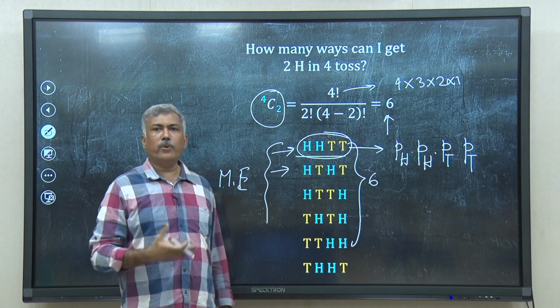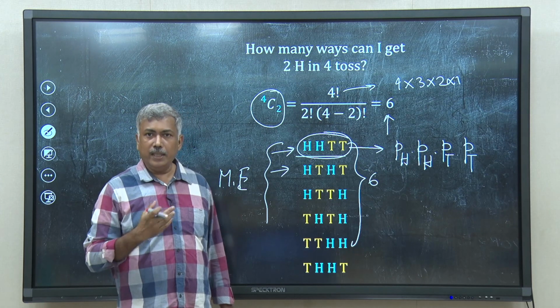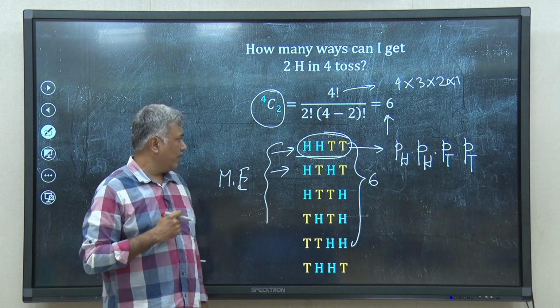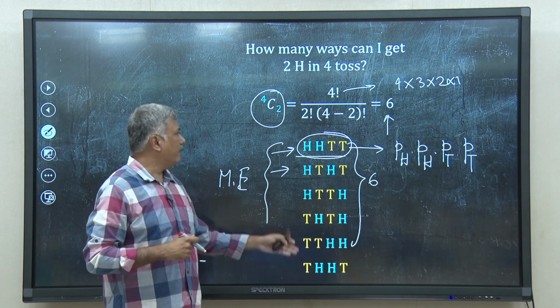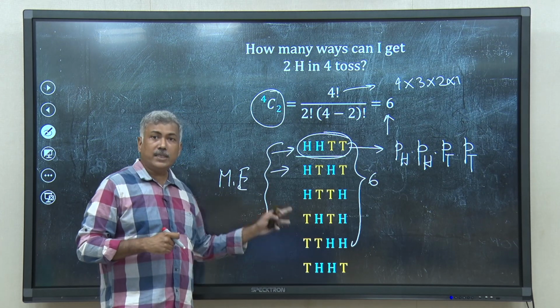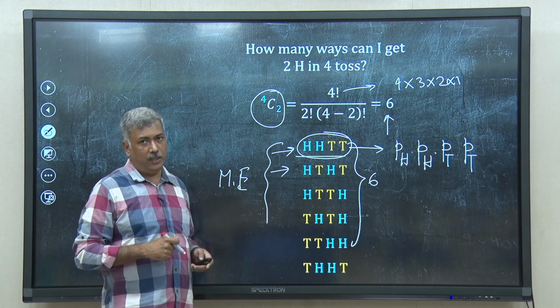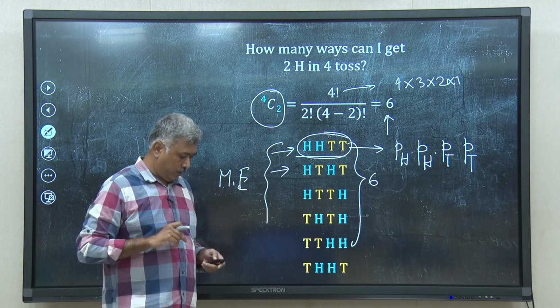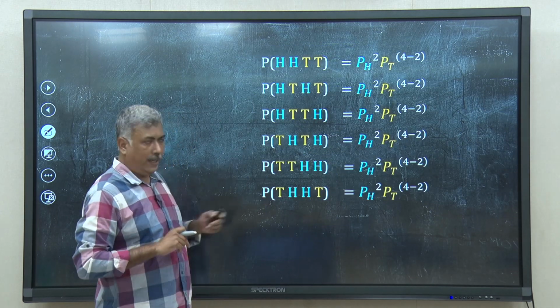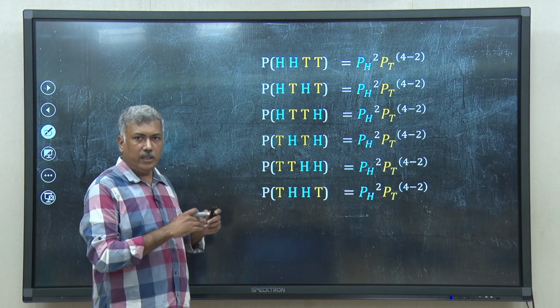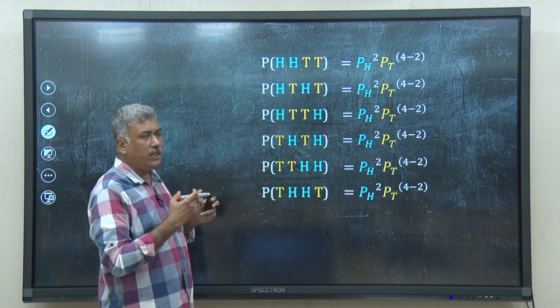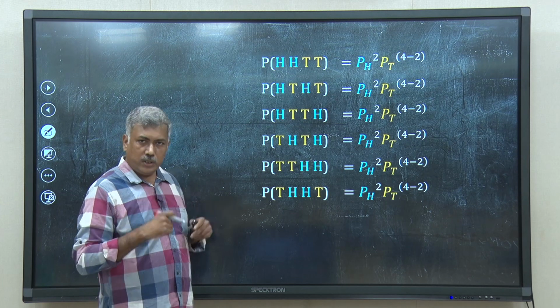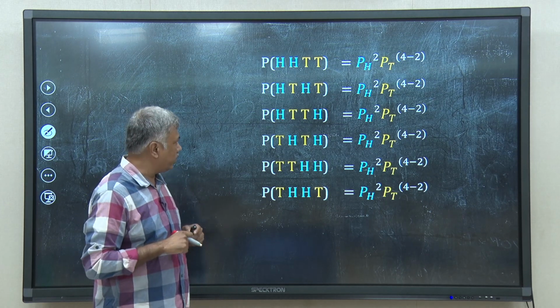So, I have used the product rule that we have discussed in the last lecture. In this way, I can get the probability of each of these 6 mutually exclusive events, where in all cases I have 2 heads out of 4 coin tosses. So, that is what it will look like. I have written them in a reduced form. So, the first one is PH square into PT square also, because 4 minus 2 is again 2.